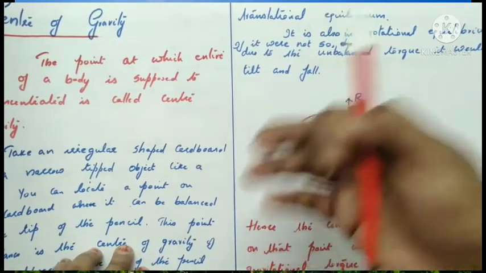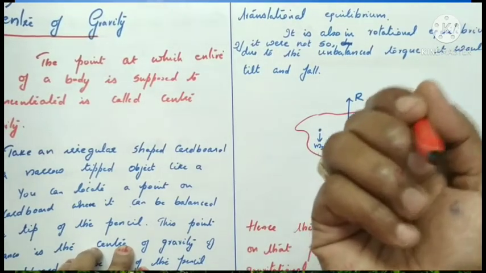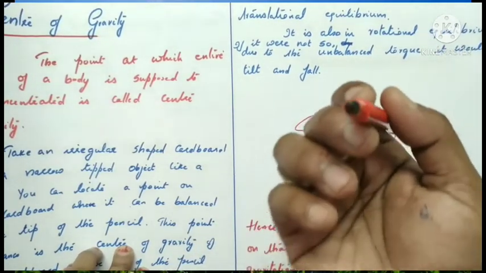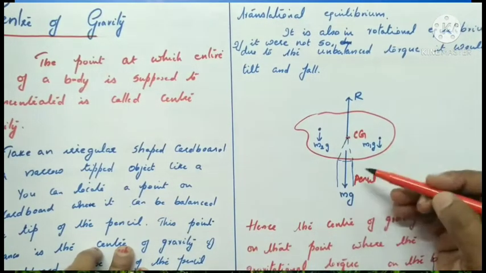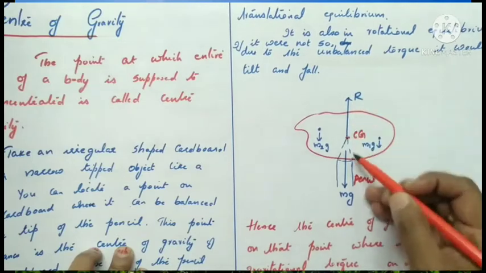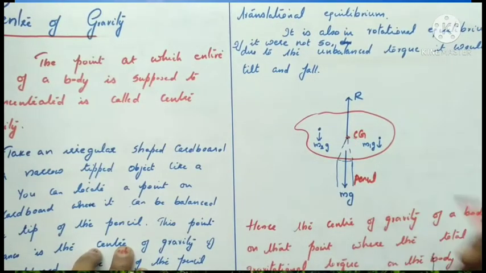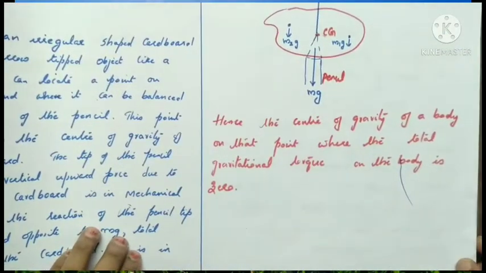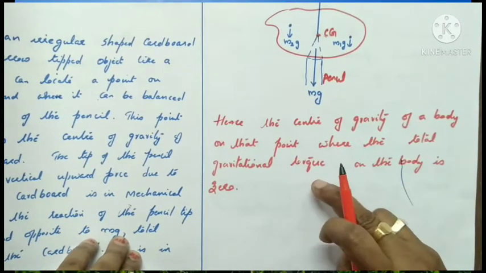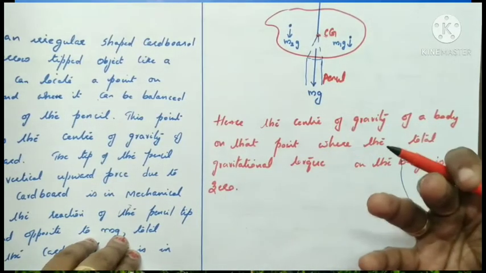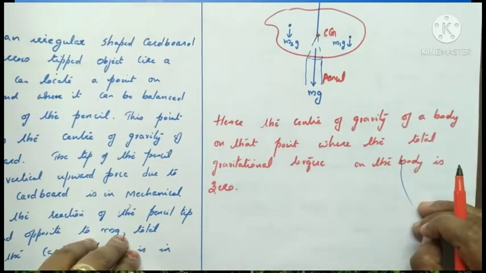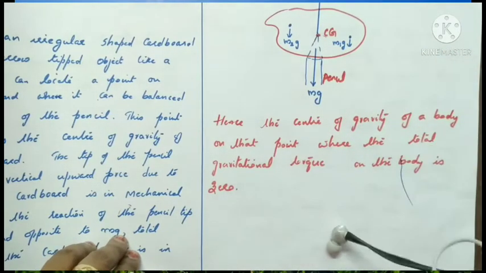So at that point it is at rest. Using that pencil we can balance that cardboard, which means the cardboard is at rest. So no external force is acting, no external torque is acting. So it is in rotational equilibrium as well as in translational equilibrium. Weight is acting in the downward direction, normal reaction is acting in the upward direction. Both the forces are equal and opposite, and hence that point is called the center of gravity. Center of gravity is also defined as the point where the total gravitational torque on the body is 0. Total gravitational torque is 0 at that point, where the total weight of the object is supposed to be concentrated.